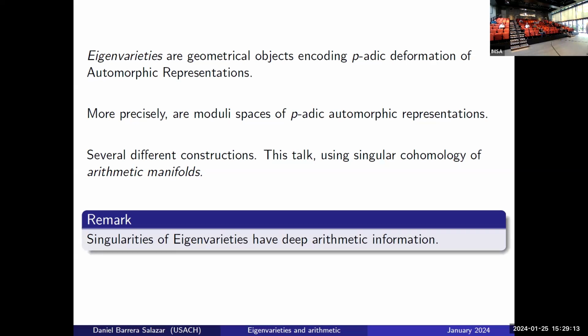Before we introduce them, I would like to take advantage to say that the eigenvarieties are geometrical objects, and to study the singularities of these varieties is very important in arithmetic. A lot of problems, works of Darmon and Bosi, having very deep connection, for example, to the explicit classical theory, are connected with the singularities of these varieties. So I will try to say something more about that.